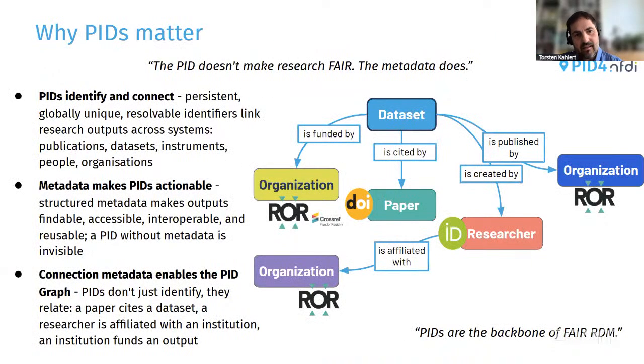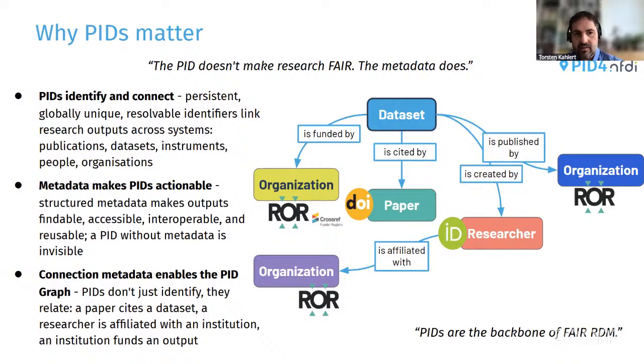So let me say this out loud because it's worth repeating. The PID doesn't make research FAIR, the metadata does. PIDs identify and connect. They are persistent, globally unique, resolvable identifiers that link research outputs across systems, publications, data sets, instruments, people, organizations. But a PID alone is just, let's say, a label. Metadata makes PIDs actionable. Structured metadata is what makes an output findable, accessible, interoperable, and reusable. A PID without rich metadata is essentially less or not visible.